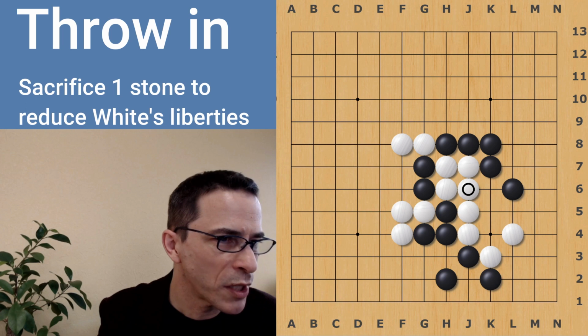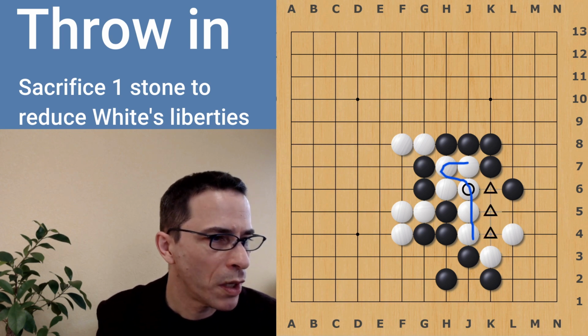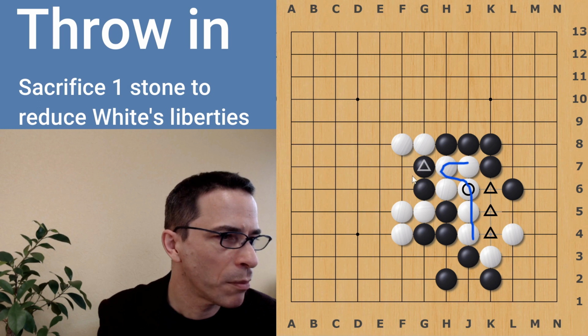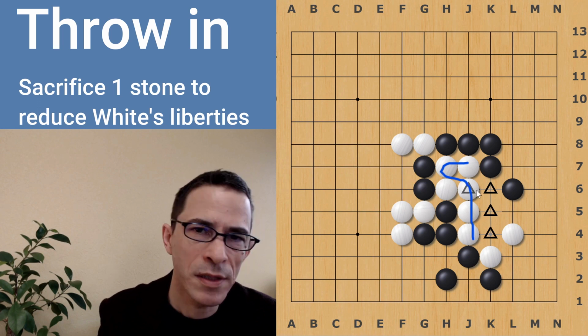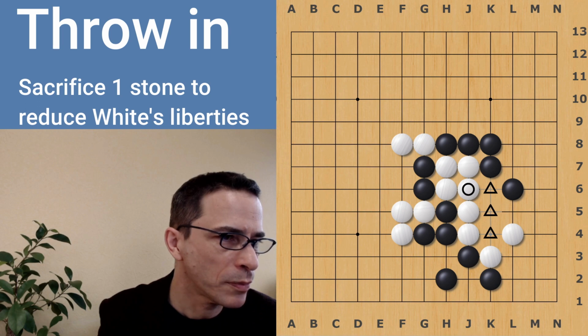Now it's 6 white stones. Let's just count the number of liberties these 6 stones have. They already have 3 liberties. When white has 3 liberties and black has only 2, white is going to win this race to capture. So that was not the correct move.